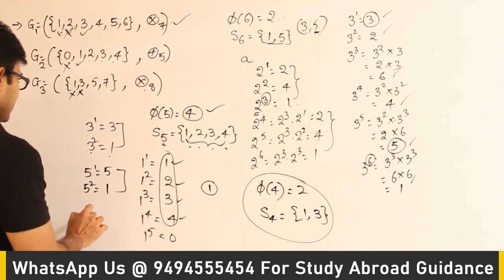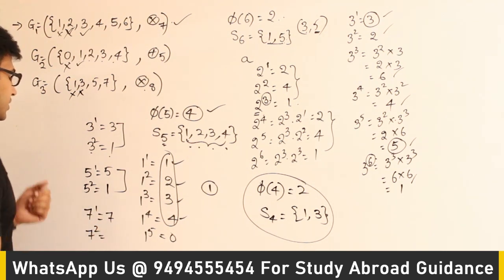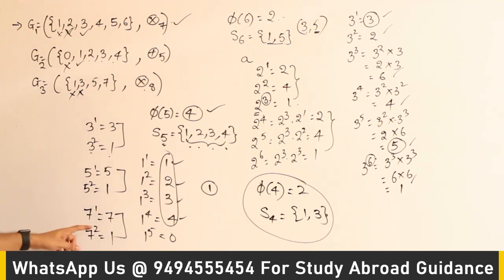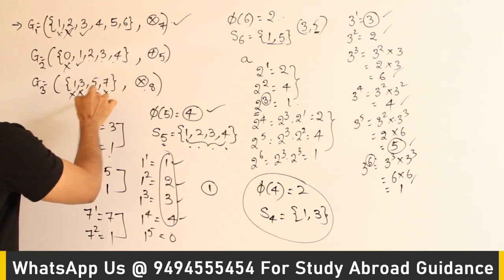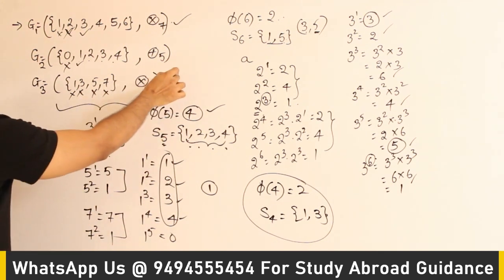What about 7? 7 power 1 is 7 and 7 power 2 mod 8 is nothing but 49 means again 1. Again the order is 2, but if it had to be a generator, the order should have been 4. So there are no generators for this group. So what can you say? It is not cyclic group.